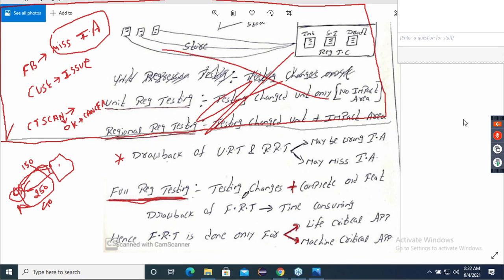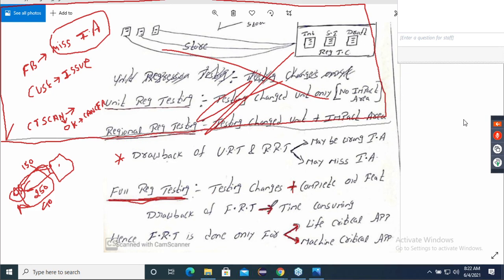Is the definition clear? First of all, test the changes plus the complete old features. No question of selecting the impact area, no question of selecting the dependent modules. Whatever old features are there, all old features you have to test. Is it clear? Yes, since we had drawbacks in these two, we went for full regression testing. But guys, full regression testing is very, very tough. Yes or no? Because your favorite dialogue: full regression testing is very, very tough.